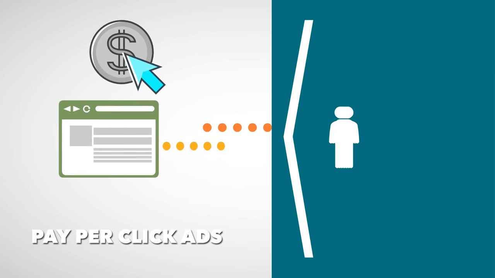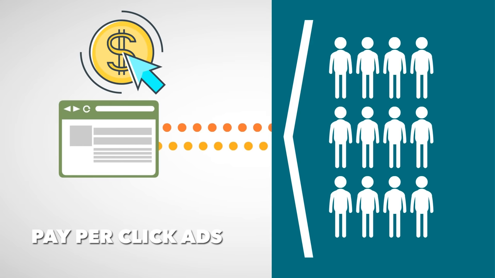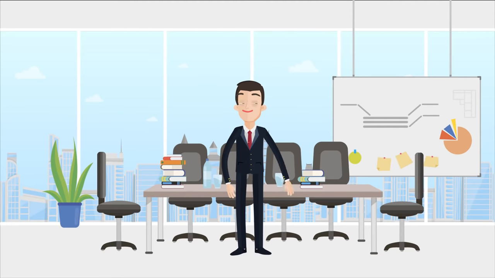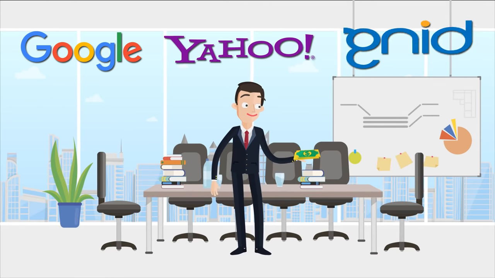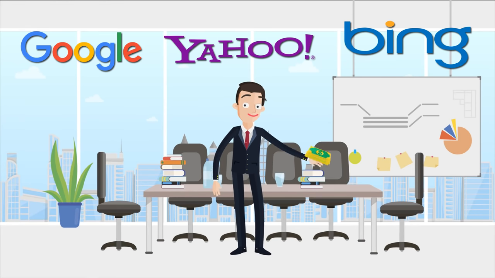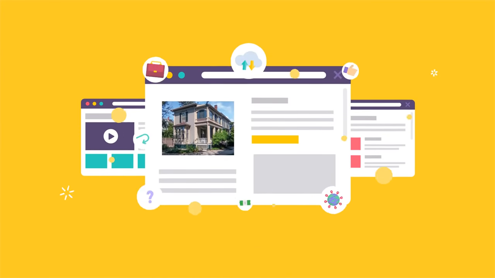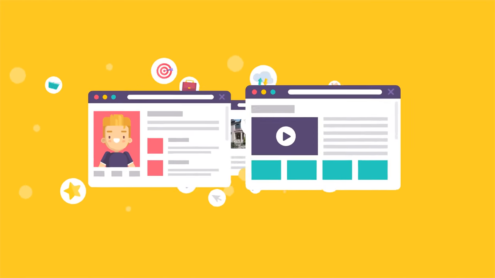Next, consider pay-per-click ads to drive traffic from searches for apartments in your area. You can run ads in Google, Yahoo, and Bing on your budget. With remarketing, you can lure visitors back to your site by displaying your ads to them on other sites.